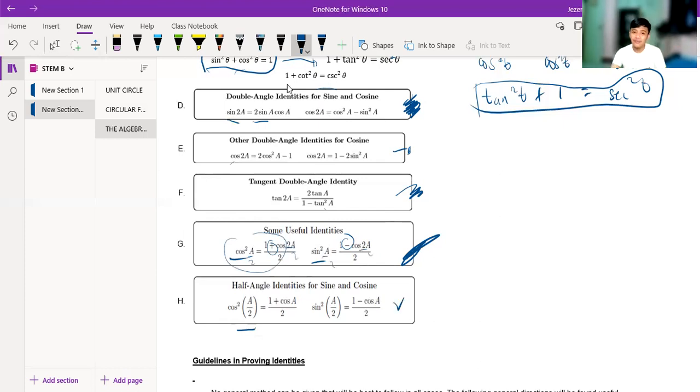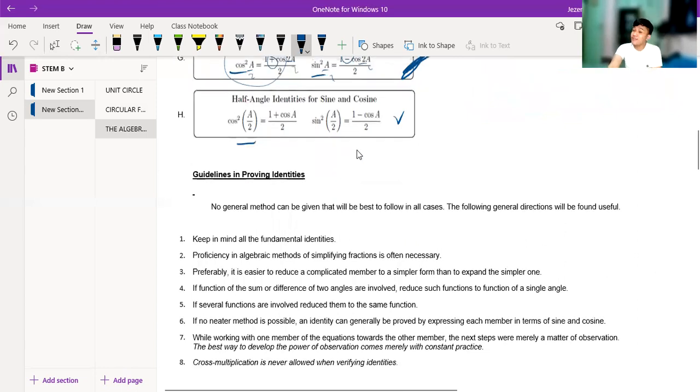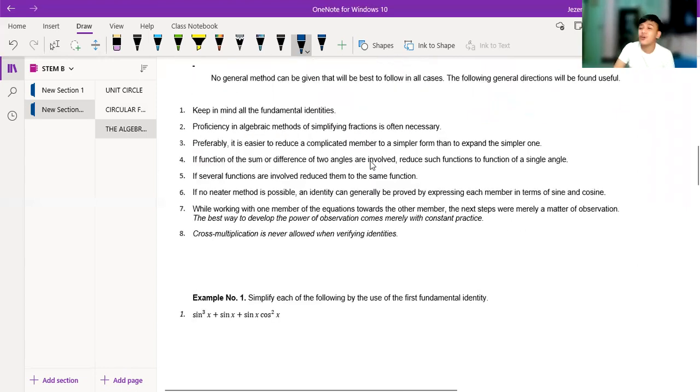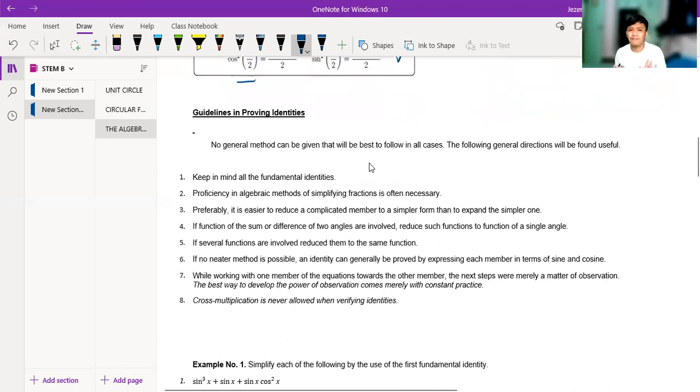Okay. Let's solve. So, sorry, it's the guidelines pala for proving identities. So, of course, there is no general method for proving identities. It's your technique. Okay. We have different techniques in solving trigonometric identities. So, proving. You can use algebra methods. Yes, you can. But there are guidelines here that we should not forget.